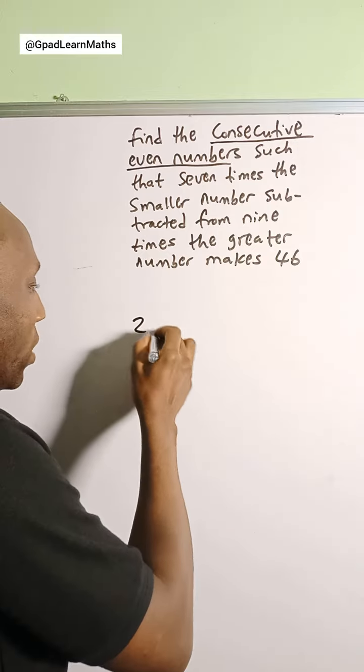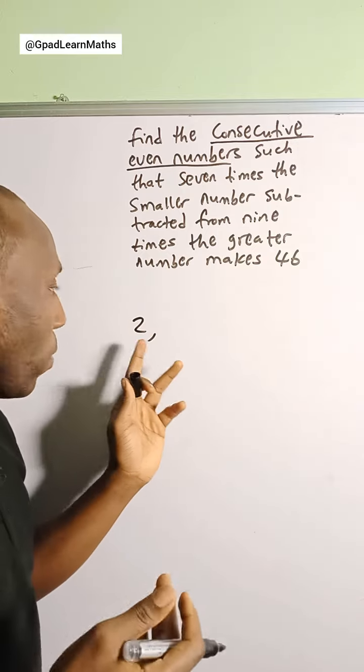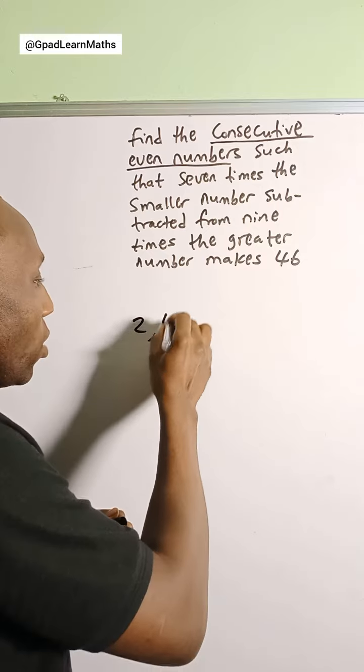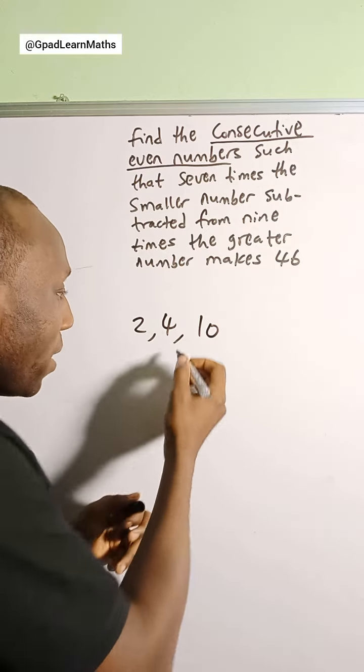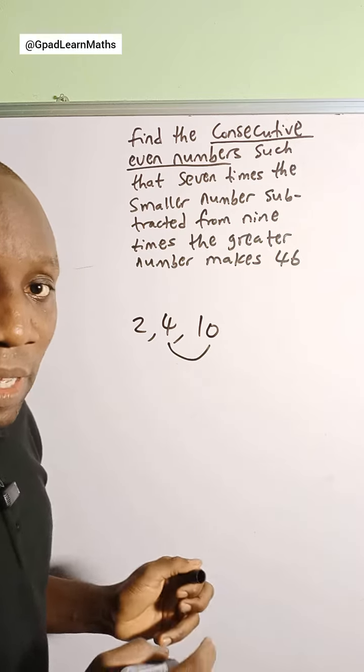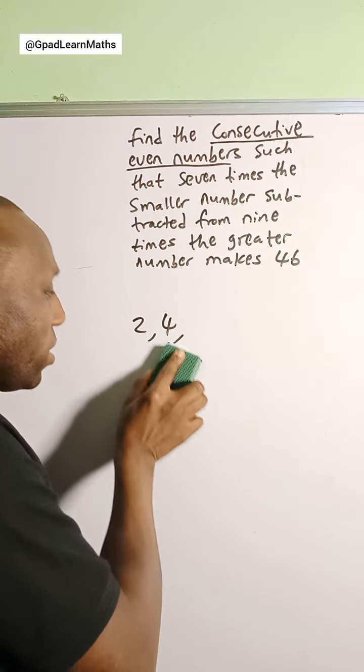For example, 2 is an even number. The next even number after 2 has to be 4. After 4, it has to be 6. You can't jump to 10, because if you try that, this is no longer consecutive. So I have to take this from here, for instance.